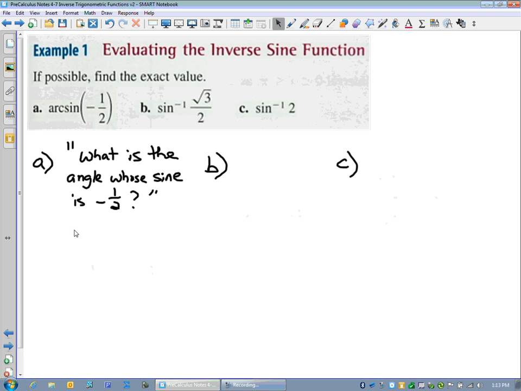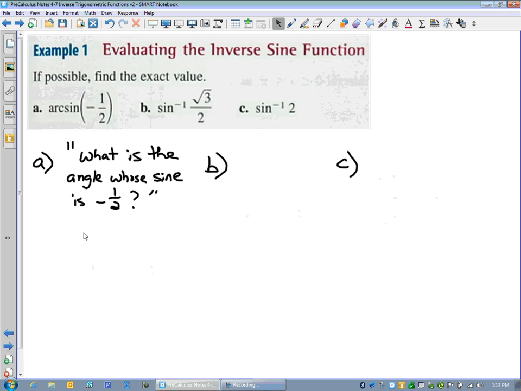So if we look at the triangles, because that is one of the special values, then the first thing I want to realize is that the value is negative, which means we're not in quadrant 1.